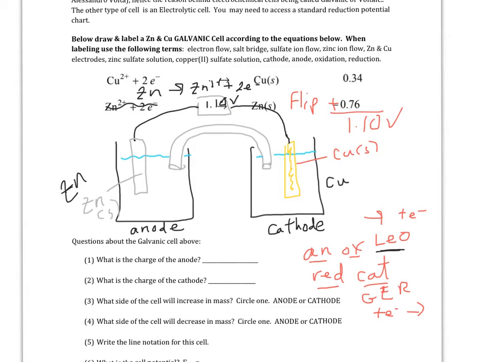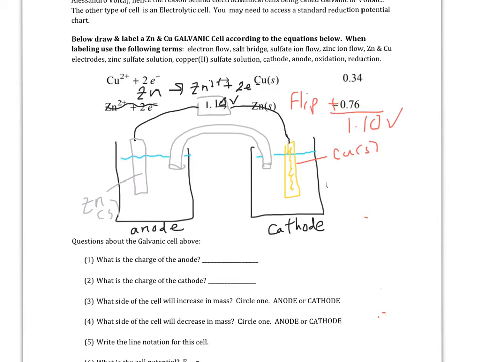That's a solid. I'm going to get rid of this down here because it's cluttering it up. So have we labeled what we're supposed to label so far? We have the anode and the cathode. I need to draw in color in my little zinc electrode. There we go. And we have our salt bridge, and we have our copper solid. We have our zinc solid.